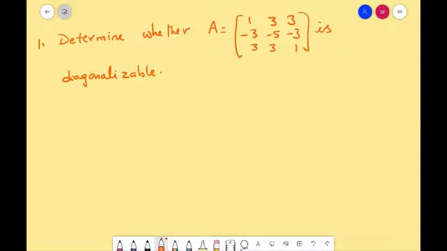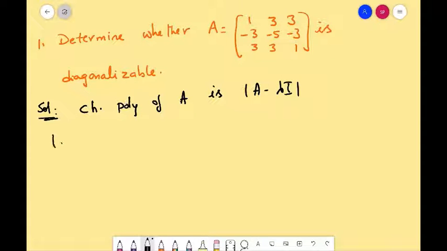Now we will do a problem to check whether a given matrix is diagonalizable or not. So what is the first step we have to use to determine whether a matrix is diagonalizable or not? We have to first find the characteristic polynomial or equation for the matrix, and then we have to find its eigenvalues or characteristic values. So let us write the characteristic polynomial of A, which is det of A minus lambda I.